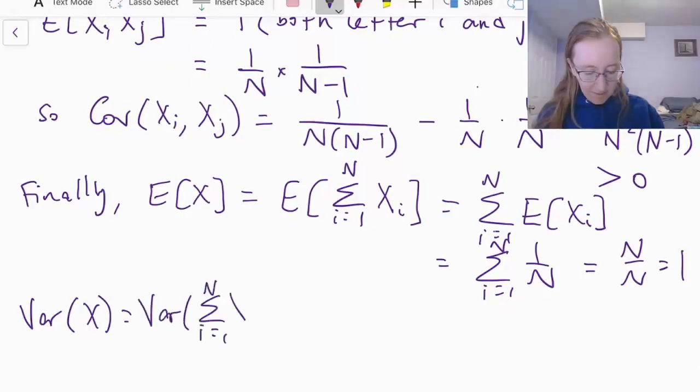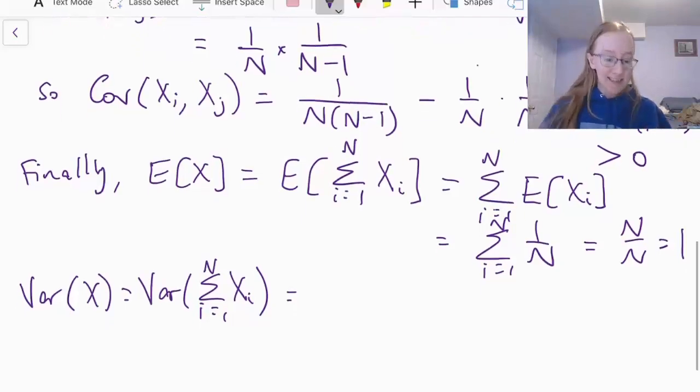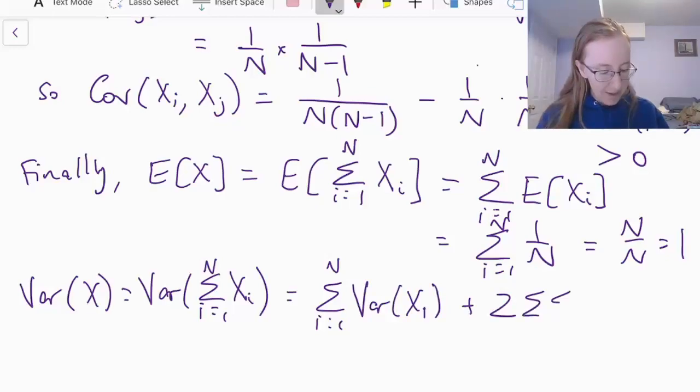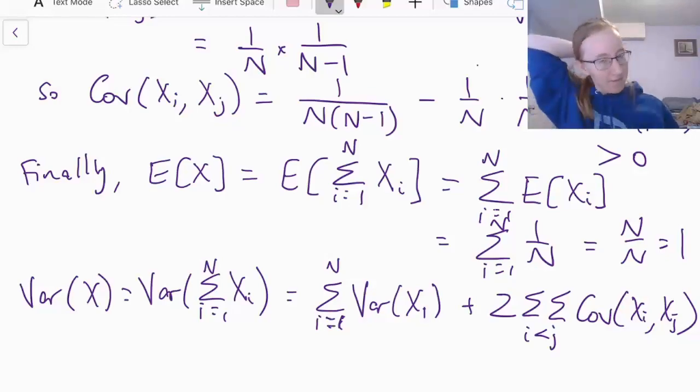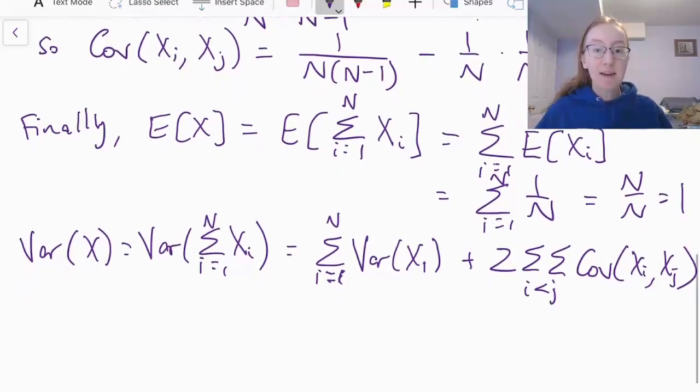We need to use, again, that linear combination of variables. Variance isn't a linear operator, but we know that it's going to be the sum of the variances plus 2 times the sum where i is less than j of the covariances. So that's the formula for the variance of a sum. It's the sum of the variances plus 2 times the sum of the covariances where i is less than j. And then we can sub in those values.